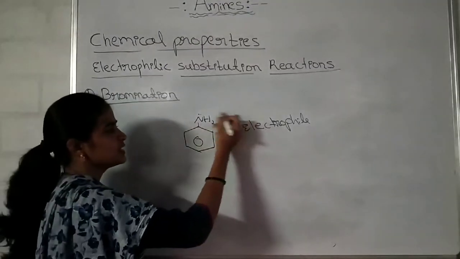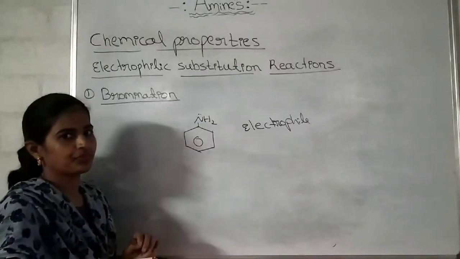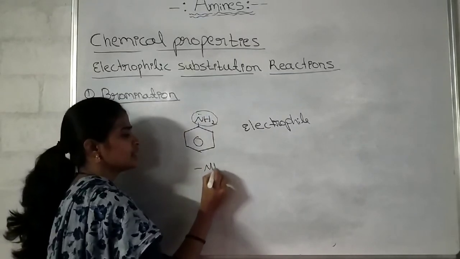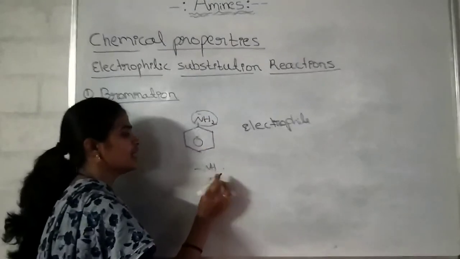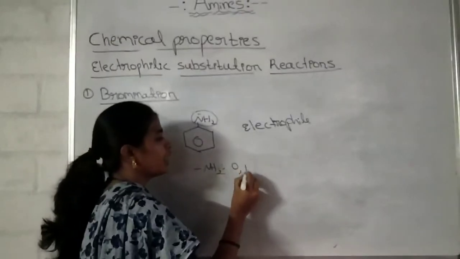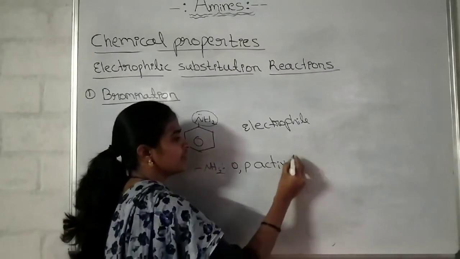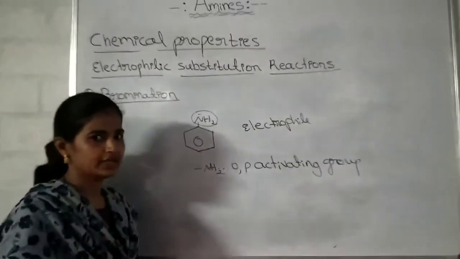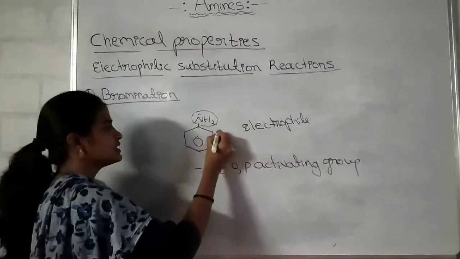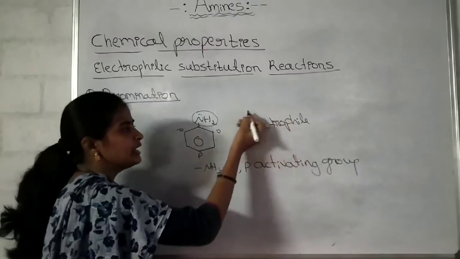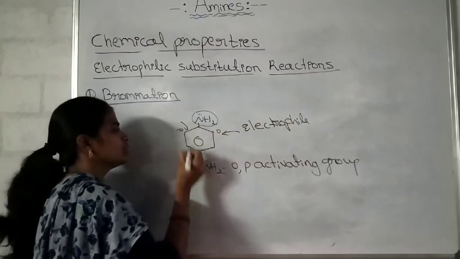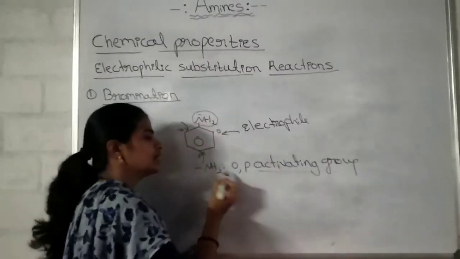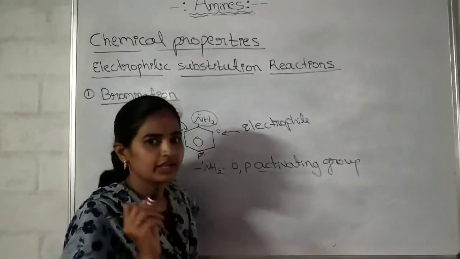I have to substitute an electrophile onto this aniline. Whenever the NH2 group is attached to the benzene ring, as we studied in first PUC, the NH2 group is an ortho and para activating group. That is, whenever the NH2 group is attached, these are the ortho positions and this is the para position, and the incoming electrophile will attack the ortho as well as the para position. Therefore, it is called an activating group. Particularly, the NH2 group is an ortho and para activating group.